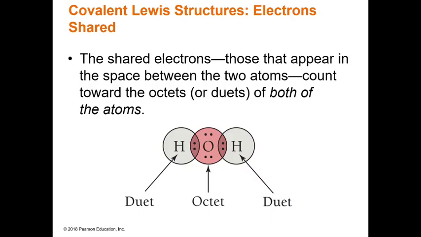Those shared electrons situated between the 2 atoms count toward the octets of both atoms involved. This is the basis of covalent bonding. It's a mutual sharing where both atoms benefit by reaching stability.